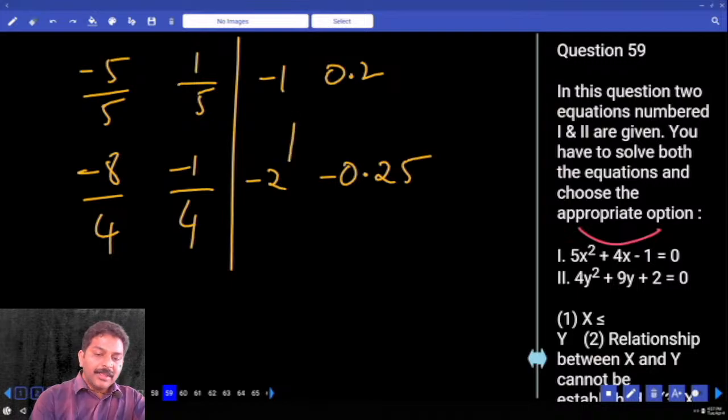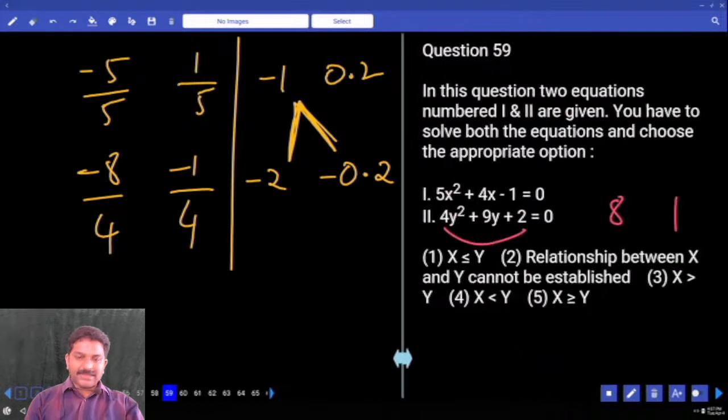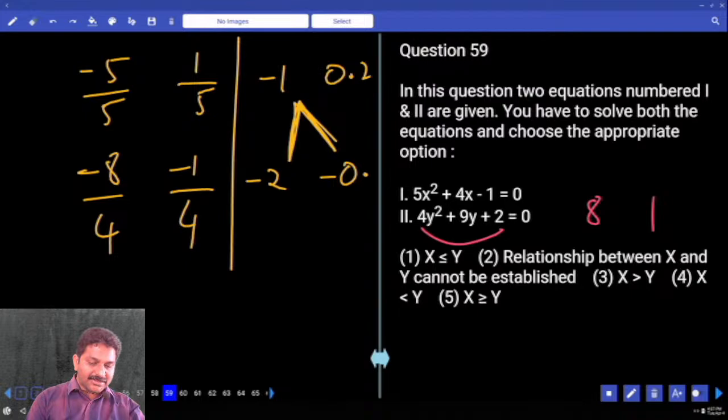0.2. Minus 1 will be in between minus 2 and then minus 0.25 only. When you get in between condition, relation cannot be established because lesser condition, greater condition, both we will get.